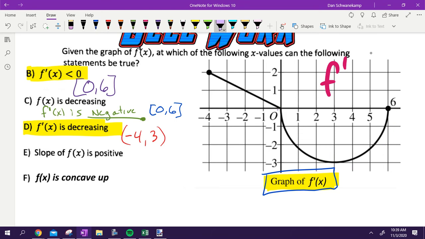Next question. When the slope of f of x is positive. If the slope of f of x is positive, that means f prime of x is blank. f prime is positive, because f prime means the slope of f of x. So f prime is positive. Okay, so tell me when f prime is positive. Right here, is f prime positive? Yeah, because it's above the x-axis. Tell me when I stop being positive. There. So from -4 to 0.